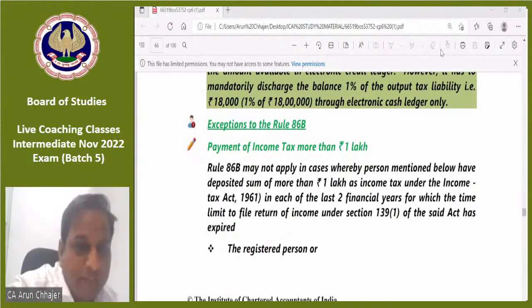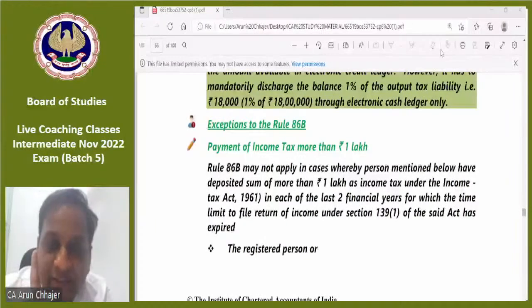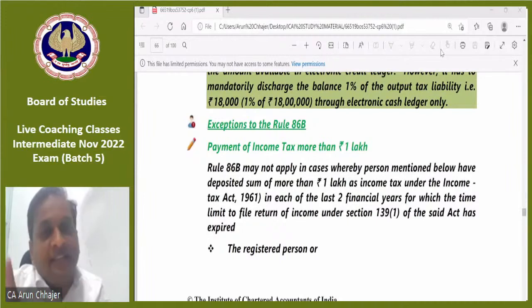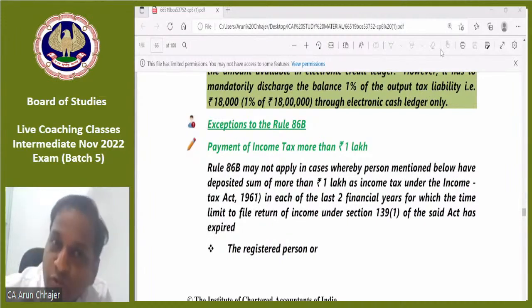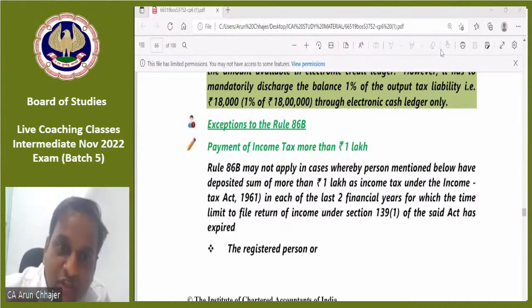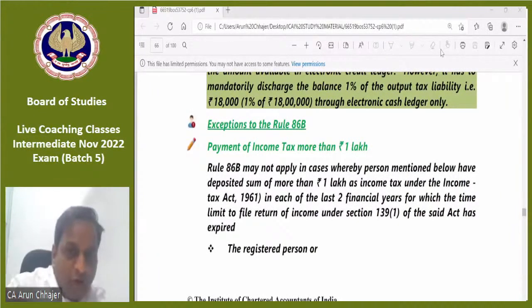One time explain. Sure, Rafiq bhai, I'm saying, what is the 86B? 86B is saying that we will not allow you to use 100% ITC for your tax liability. So how much will you not allow? Only 1%. When will you not allow? If your value of the taxable supplies excluding exempted and zero rated exceeds 50 lakhs, then you have to pay 1%. When is this provision not applicable? We have discussed only the first proviso.